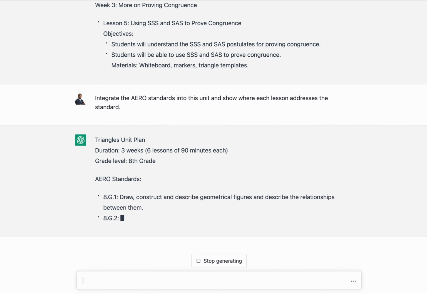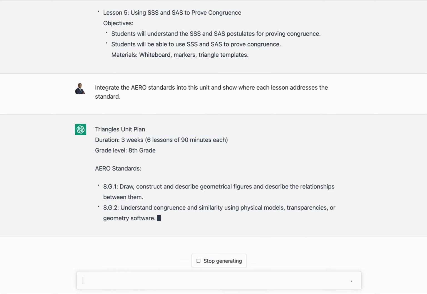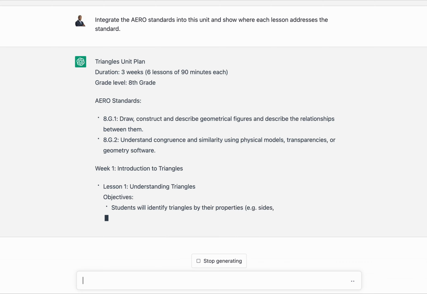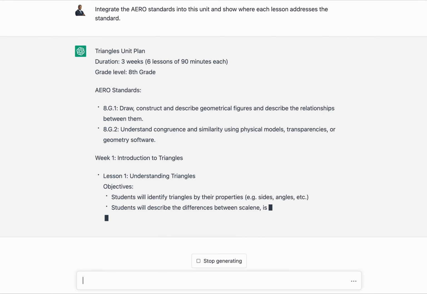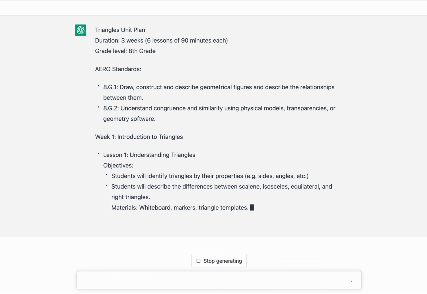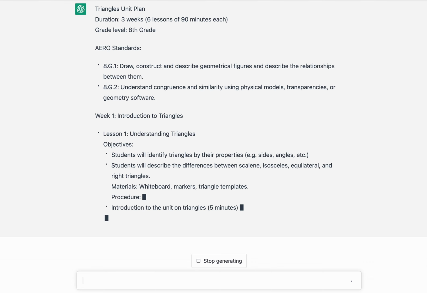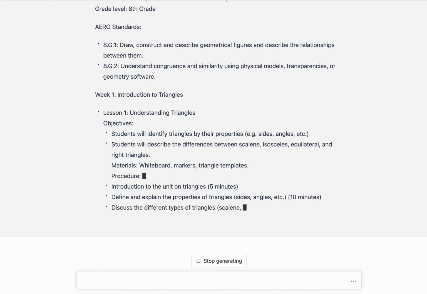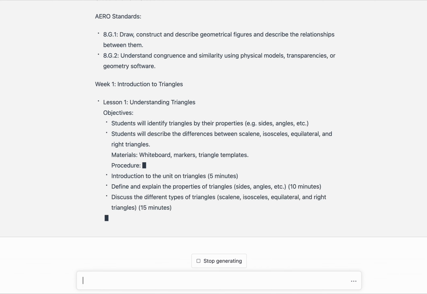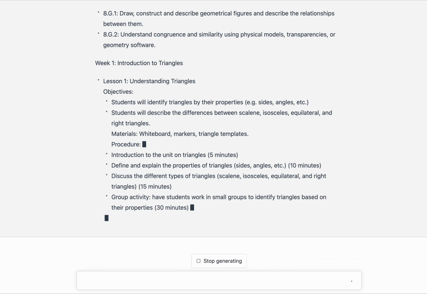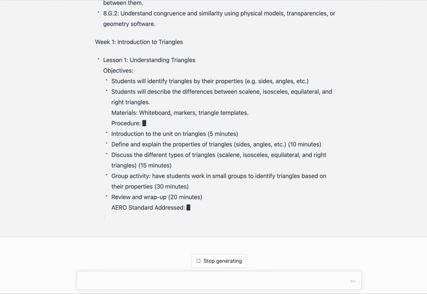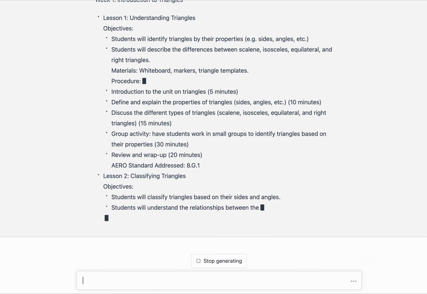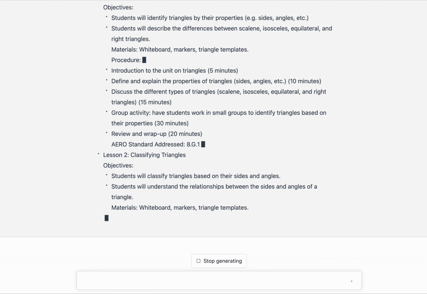So it automatically knows what the standards are, and it's beginning to connect those standards into the unit plan and showing me that these standards are connected to it. And it automatically went grade 8, G1, G2, and it's going to build a lesson around that. I'm going to maybe ask it to do the national curriculum in the UK, and then I'll maybe take a pause. But this is a long unit, but it's producing it.